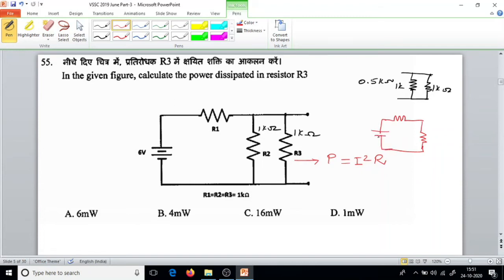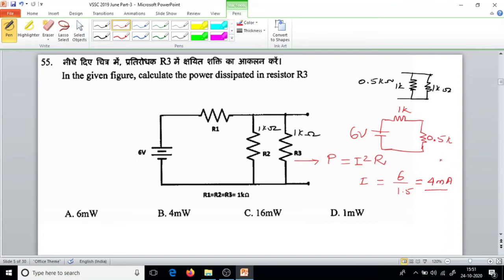a 6-volt battery connected to 1 kilo ohm and 0.5 kilo ohm. The total is 1.5 kilo ohm. So I equals 6 V by R. What is the R value? R value is equal to 1.5. We'll get 4 milliamps.